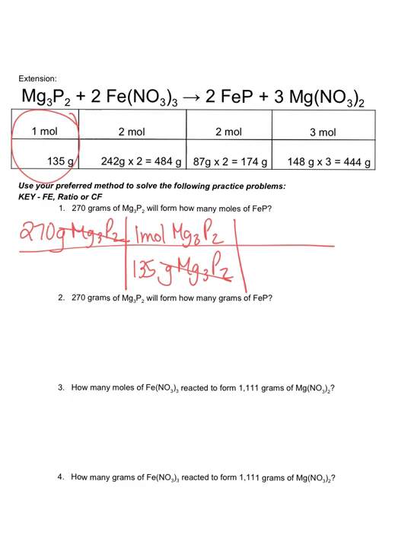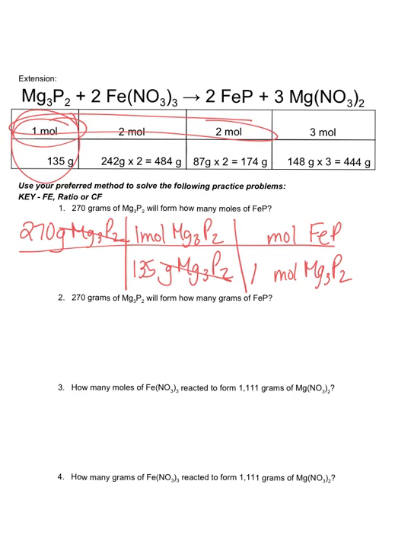Now I'm going to do a mole to mole step. So moles of Mg3P2, cancel those up here, and I'm going to moles of FeP. So now I'm going to use this comparison here, where I have 1 mole of Mg3P2 and 2 moles of FeP. Moles of Mg3P2 cancel out. I take 270 times 2, divide by 135, and I'm going to get 4 moles of FeP. That's how I've solved this using the conversion factors.